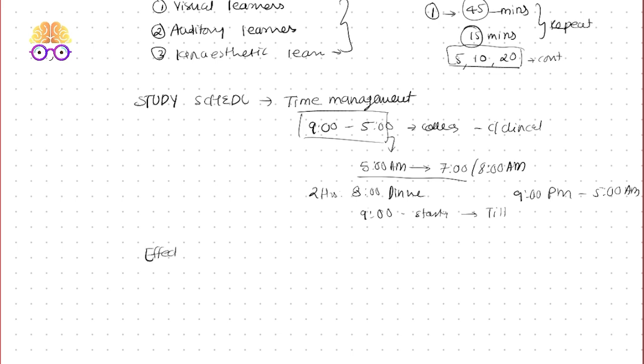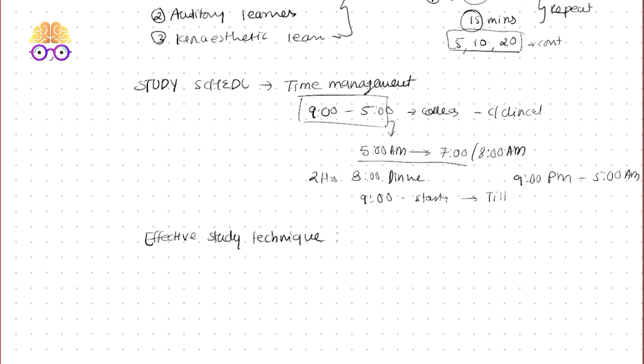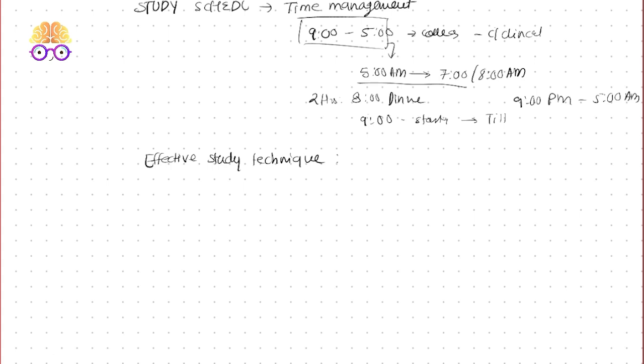an effective study technique which was researched at Harvard on how a student can perform well. They came up with 4 to 5 sub points which you should follow in your day-to-day life in order to study effectively. The first one is active recall.